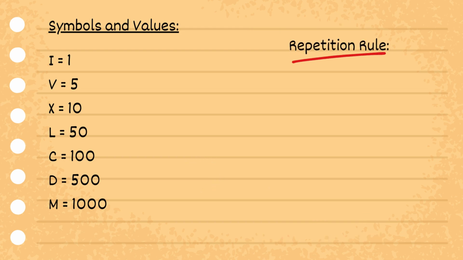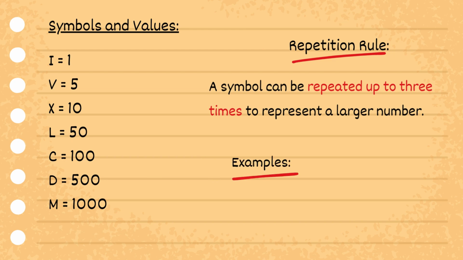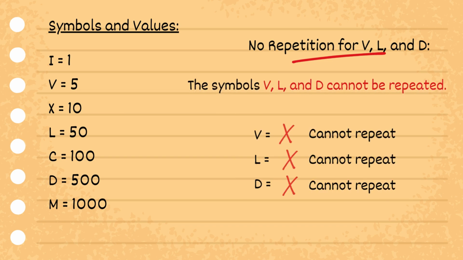Repetition rule. A symbol can be repeated up to 3 times to represent a larger number. For example, 3 times I is equal to 3, 3 times X is equal to 30, and 3 times C is equal to 300. No repetition for V, L, and D. The symbols V, L, and D cannot be repeated.